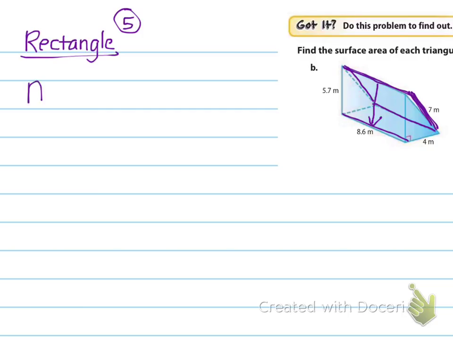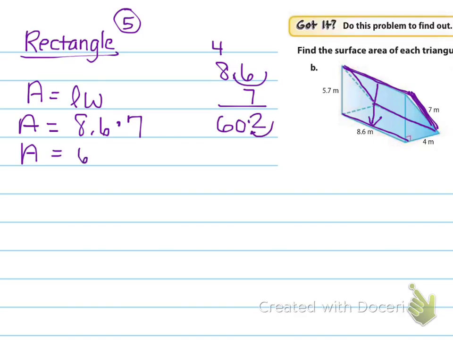So now we have that the area is going to be equal to the length times the width. So area is going to be equal to the 8.6 times the 7. Then we're going to want to do that math off to the side. And we get that our area equals 60.2.